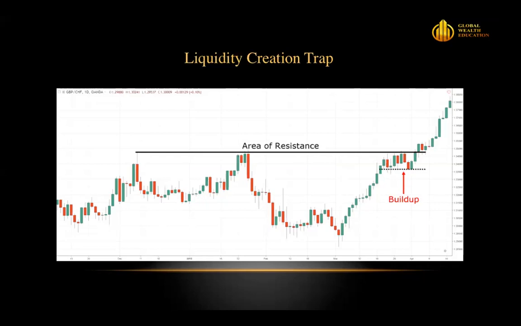All right, so maybe we can give some more room. We can increase our stop losses in order for the price to have a little breathing room.